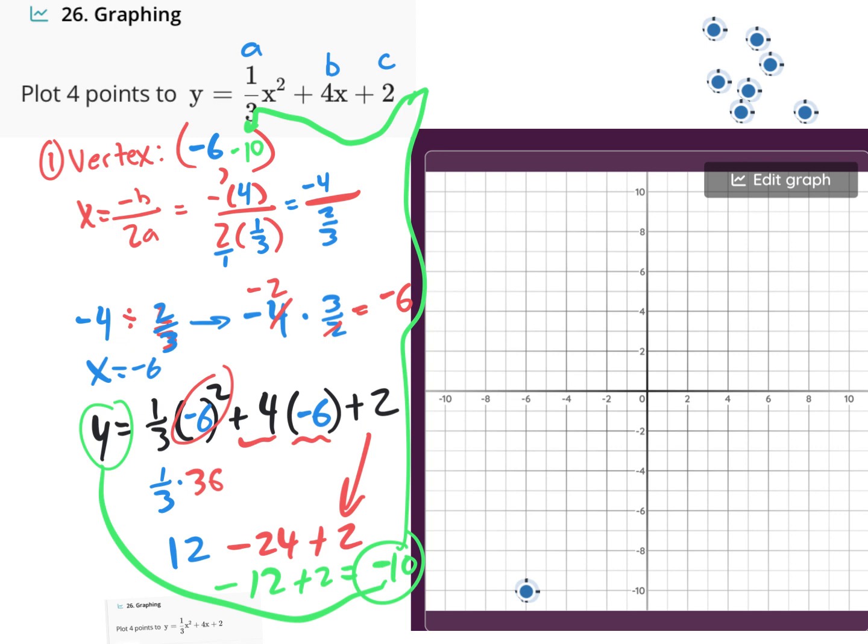Now, from that point, we need more points, so we're going to use the pattern 1, 1, 2, 4, 3, 9. However, we need to modify the pattern of 1, 1, 2, 4, 3, 9.